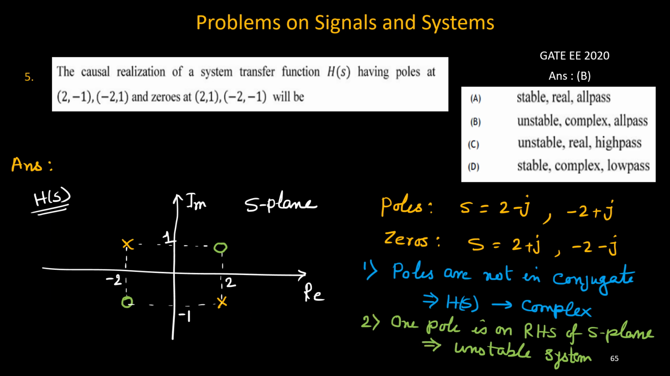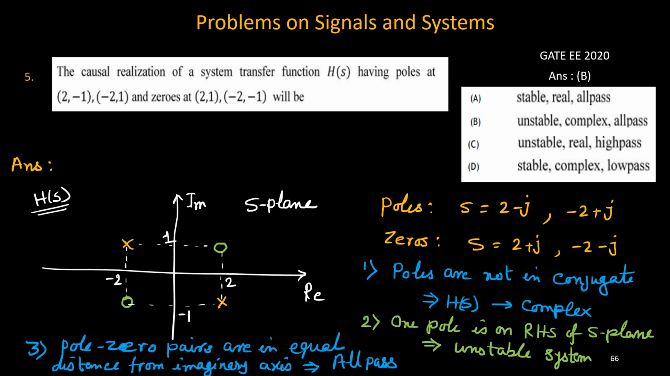Next one, whether it's low pass, high pass, band pass, all those things. Now you see poles and zeros, these pairs, this pole and its corresponding zero, they're equidistant. From here, its distance is 1, this is also 1. Similarly, this zero and pole, they're equidistant. So both pairs are at equal distance, thus it will behave as an all pass filter. Okay. So our answer is H of s is complex, unstable, and all pass filter. These three: complex, unstable, all pass filter.